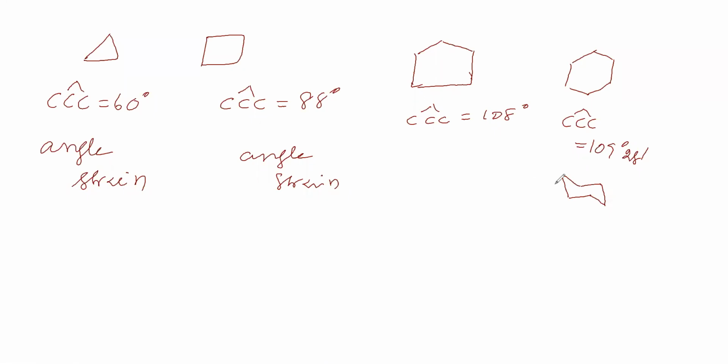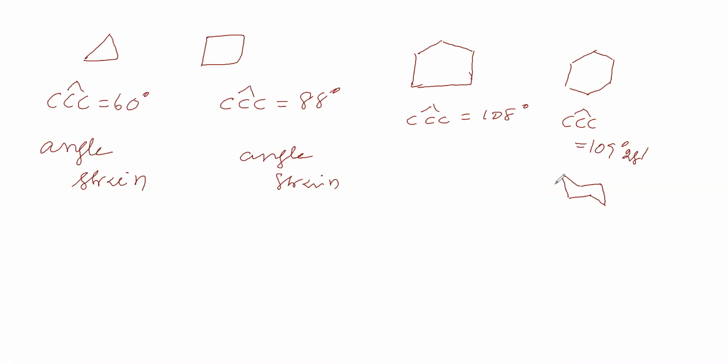will be least. For which one will angle strain be 0? That means cyclohexane, or what do you say? In cyclohexane, the bond angle is 109 degrees 28 minutes. In which case will angle strain be 0?